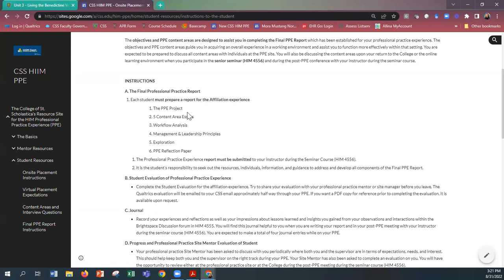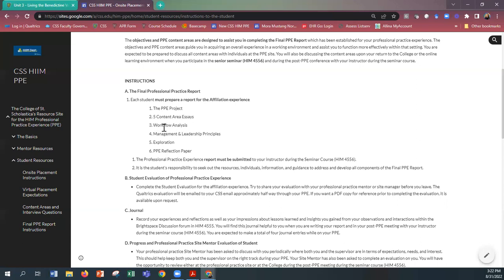So basically you're going to give a summary of your project that you complete while you're on the PPE. Then there's going to be 5 content area essays. Again, I'll explain a lot more about these later, but they're essentially 5 essays that are 2 to 3 pages long, double-spaced, on some areas that you have found interesting while you were at your PPE.